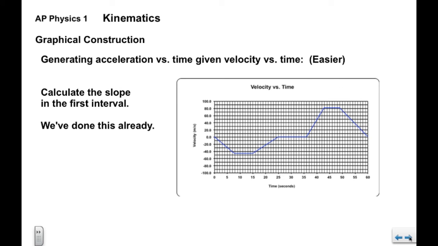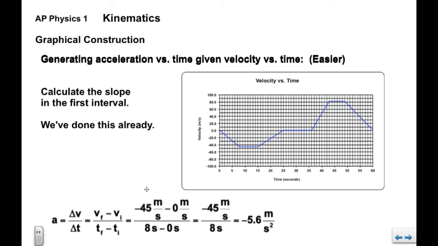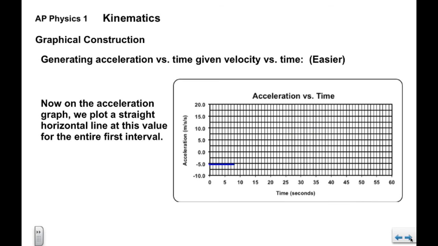So going back to our velocity versus time graph, take a look at the first interval, again 0 to 8 seconds. We're going to calculate the slope. We've done this already. So delta V over delta T. Here's my final velocity, here's my initial velocity, final time, initial time. We end up with negative 5.6 meters per second squared. We're going to go to the acceleration versus time graph and plot a horizontal straight line, you see it here in blue, at this value, negative 5.6, for the entire first interval, which ends at 8 seconds.